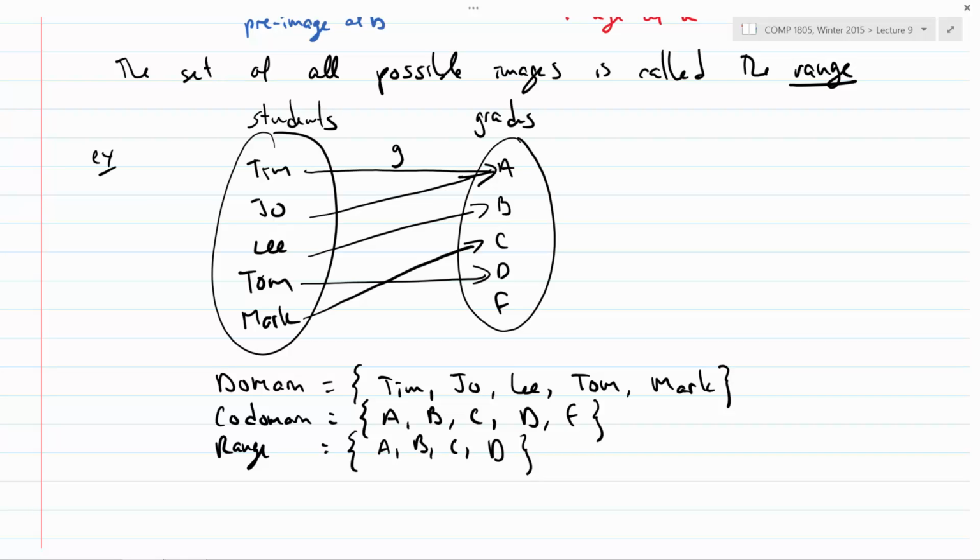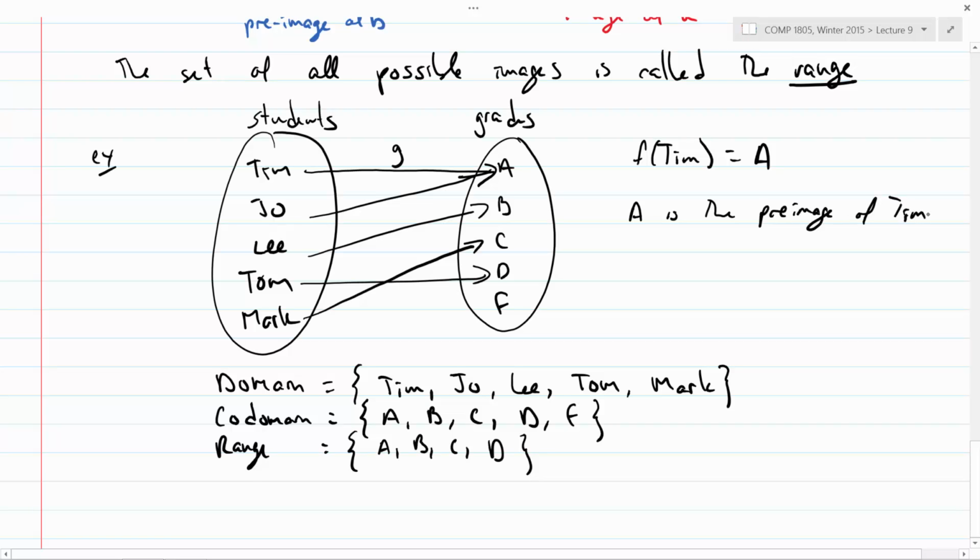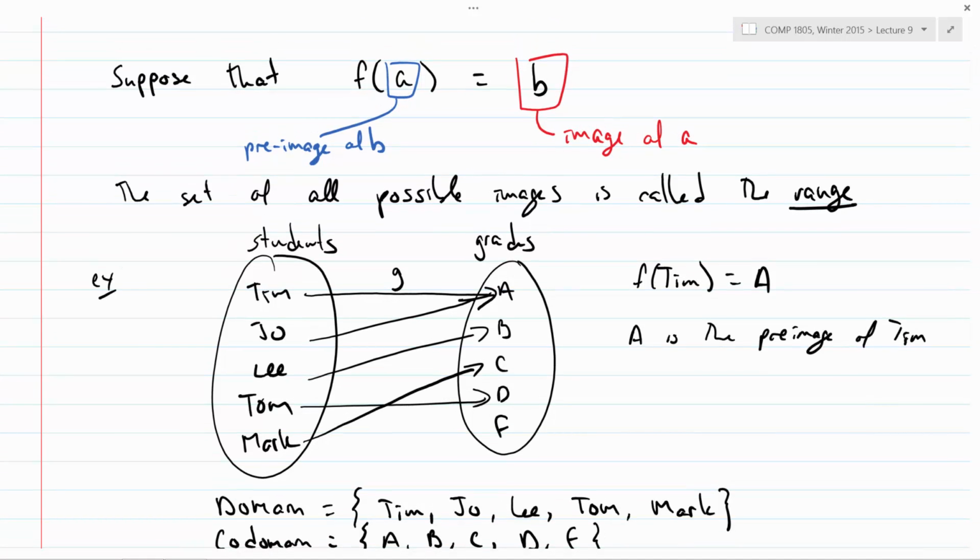All right, so we also have these image and pre-image. So we know that f of Tim equals A. So what that means is A is the image of Tim. And conversely, Tim is the pre-image of A.